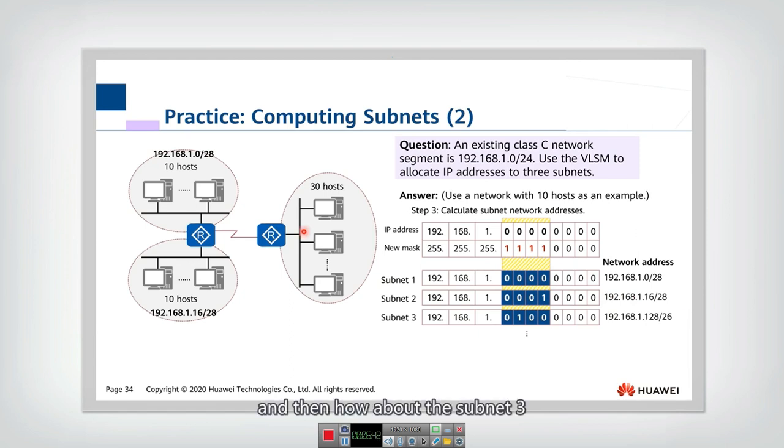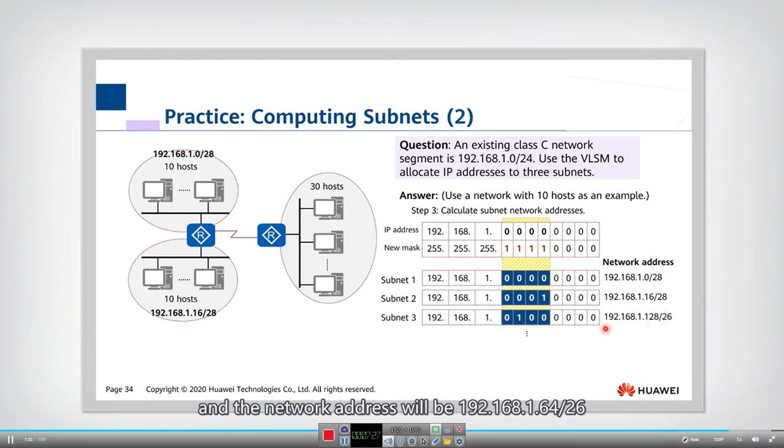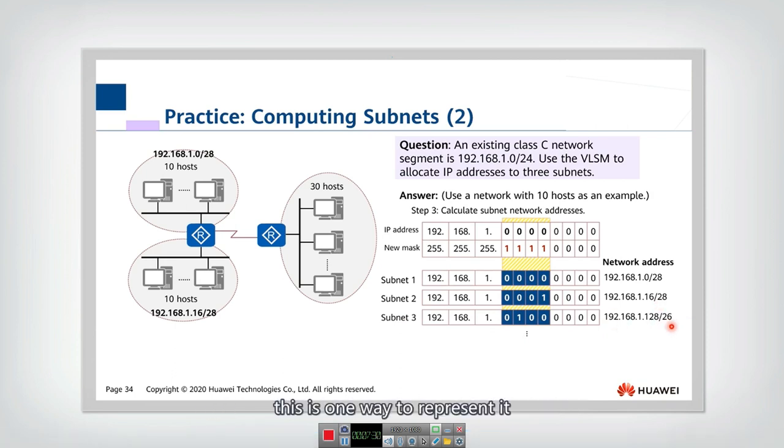And then how about subnet 3, the 30 hosts? Let's calculate how many bits are used for this subnet. For this one, we need 6 bits because 2 to the 6 minus 2 equals 62, which covers the 30 hosts. So we need 6 bits for the host part. In that case, we use all these 6 bits for the host part, and the first 2 bits represent the network part together with these 24. So together there should be 26, and the network address will be like this. This is one way to represent it.